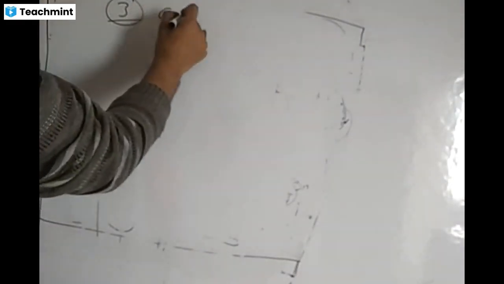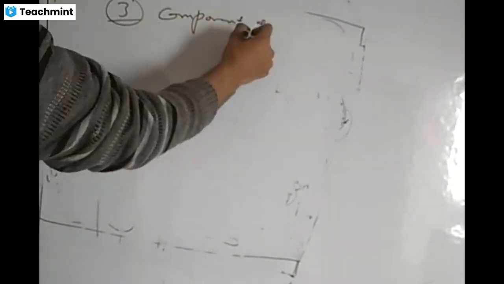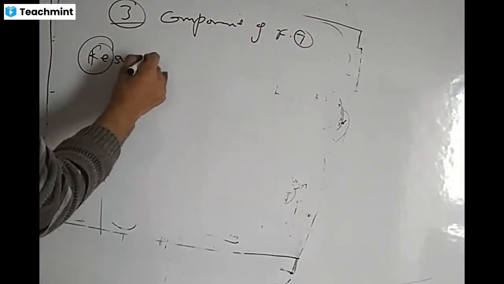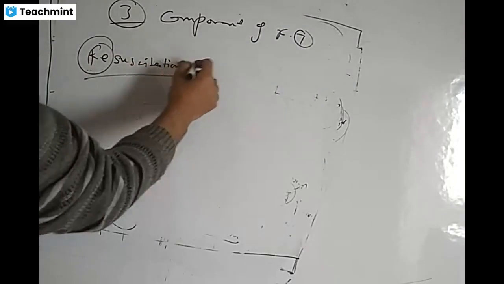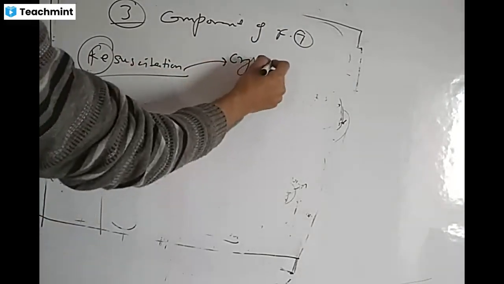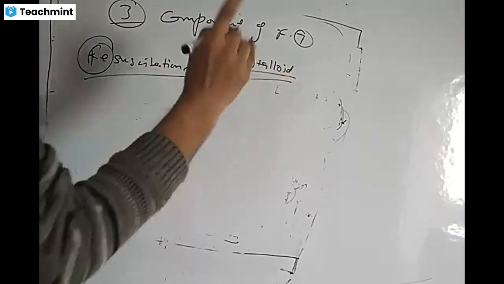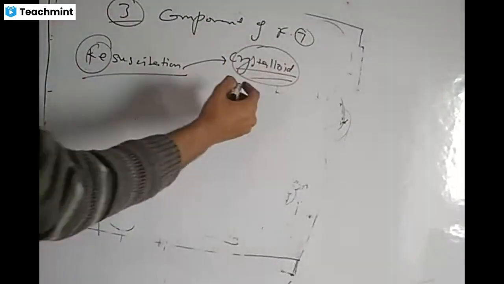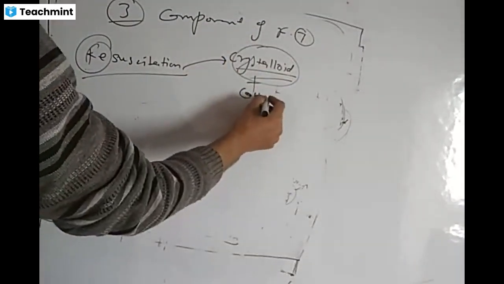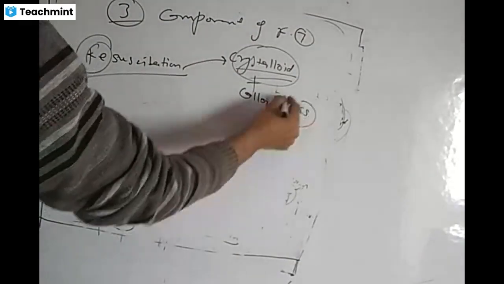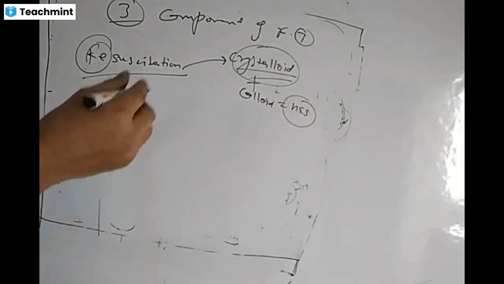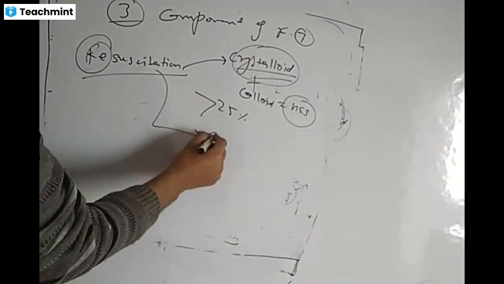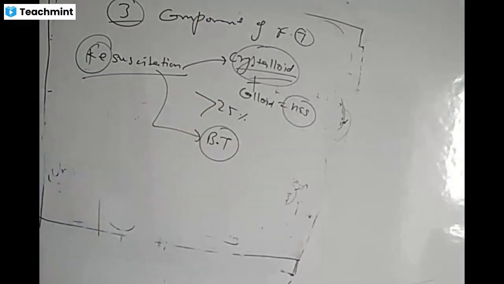So I explained three components of the fluid therapy. First was resuscitation for hypovolemic shock, where we can use crystalloid fluid. Along with crystalloid, if you want to reduce the volume, you can use a colloid like HES. If the loss is more than 25%, then you may go for blood transfusion.